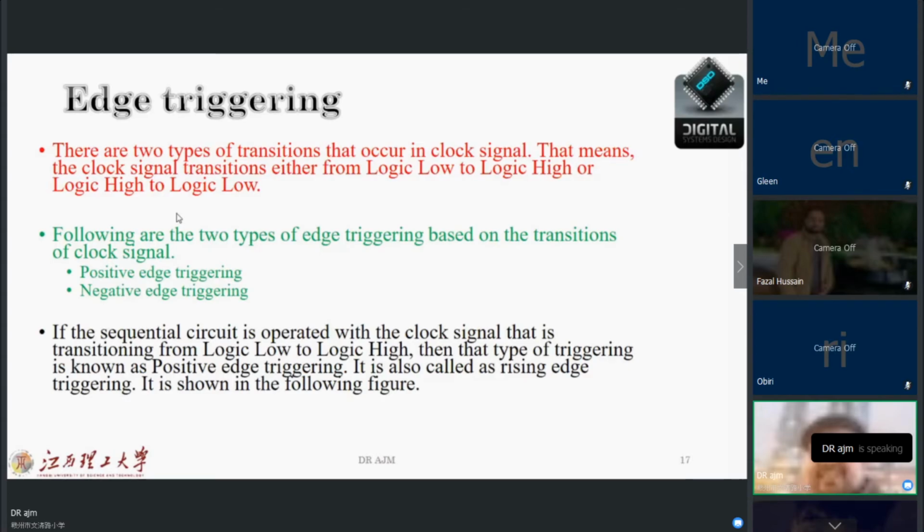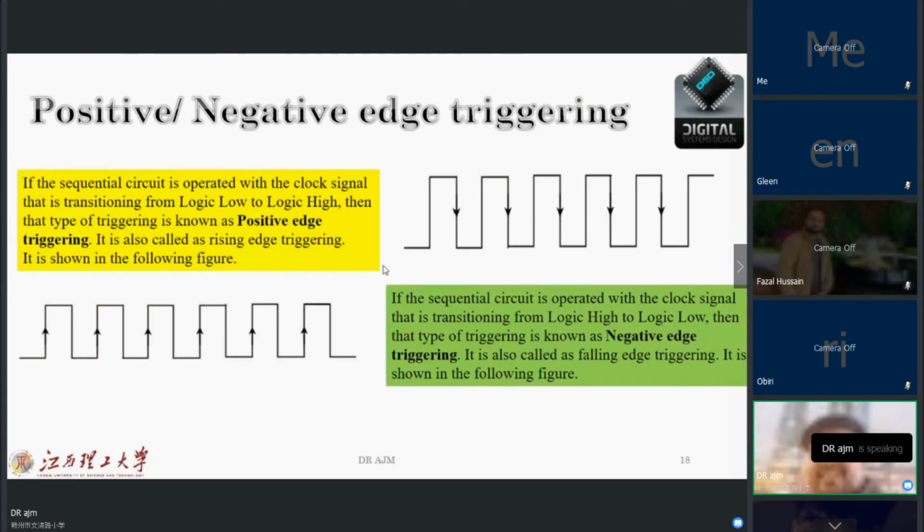If the sequential circuit is operated with a clock signal that transitions from logic low to logic high, then that type of triggering we can call positive edge triggering. It's also called rising edge triggering, which we can see in this figure. Please see the arrows that I show here. If you see the yellow one, let me show you better with the pointer here. Please see the arrows. We are going from logic low to logic high.